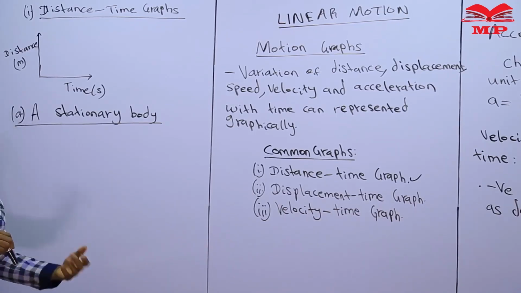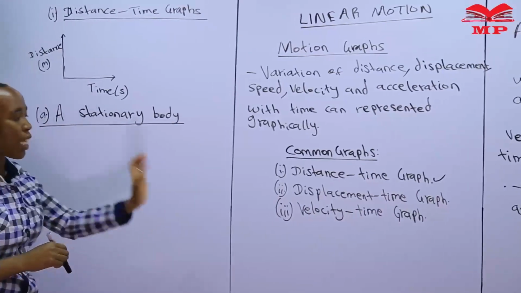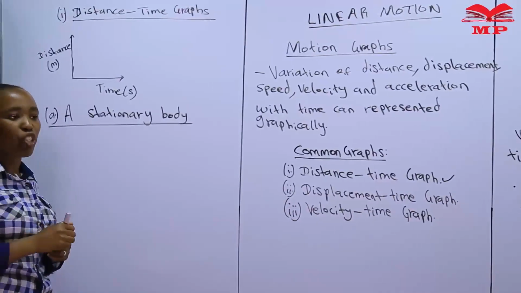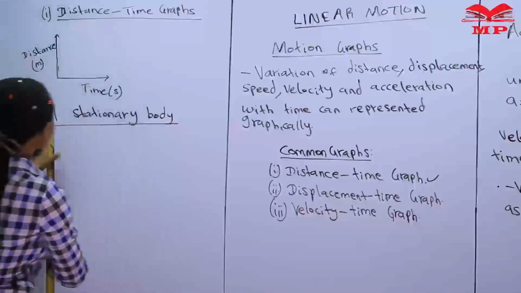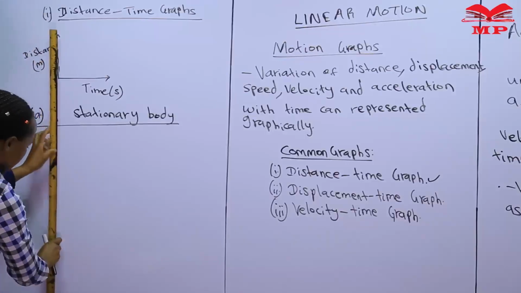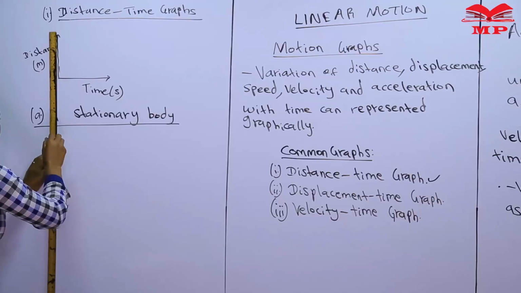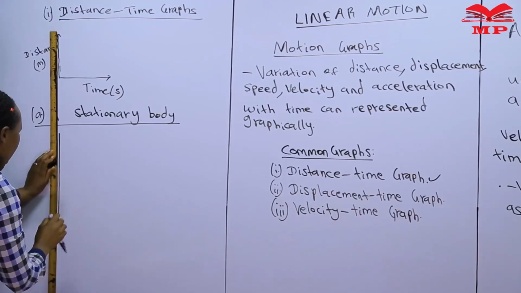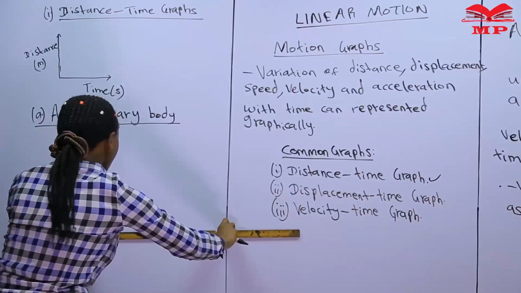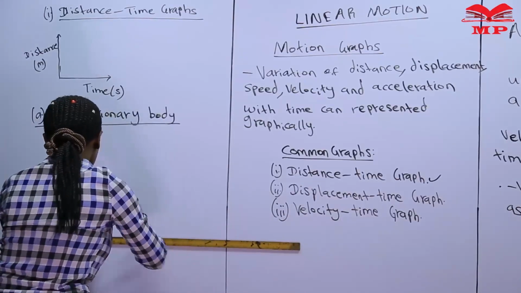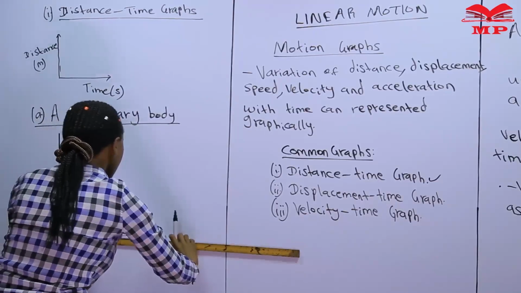Even if the time may be changing, maybe from 1 second to 10 seconds, the distance is not changing. And therefore, we are going to have the distance time graph for that body. Whenever you are plotting a graph, ensure you start with the axes. That is, we have the y-axis, then we also have the x-axis. In our case, on the y-axis, we have the distance, and on the x-axis, we have the time.